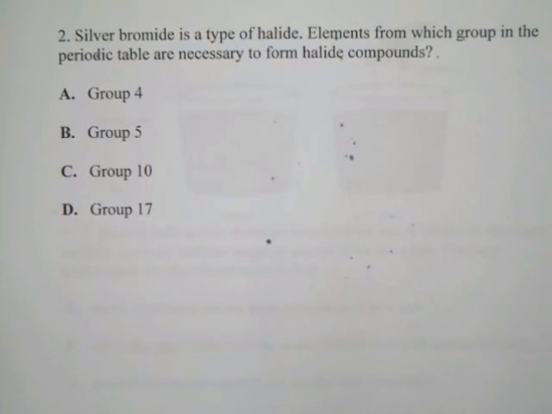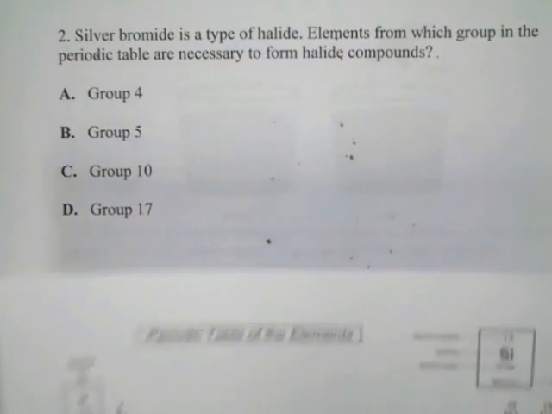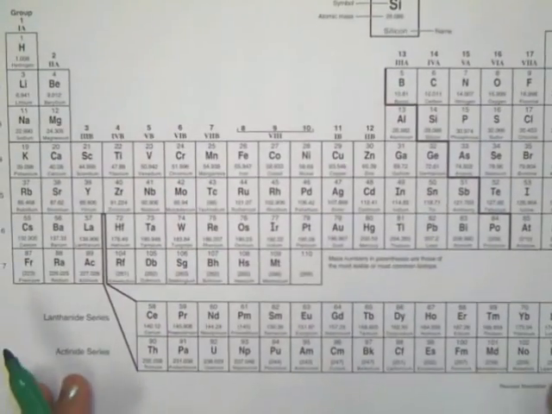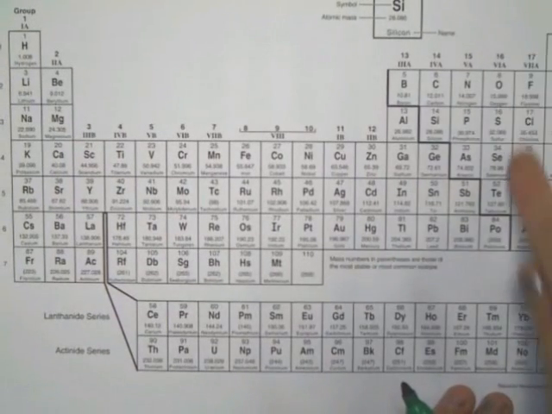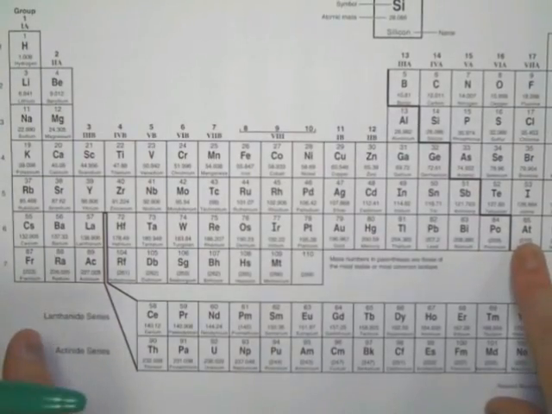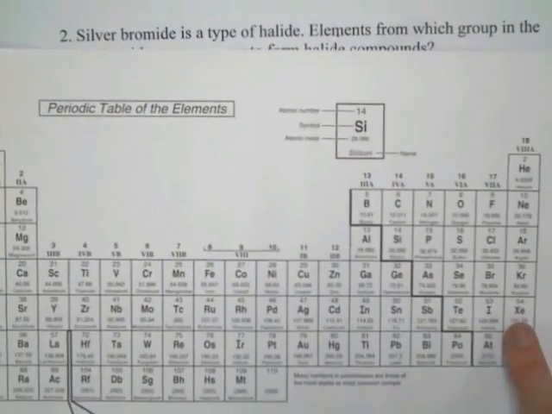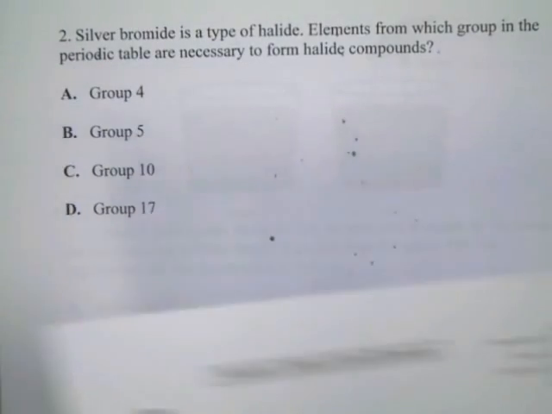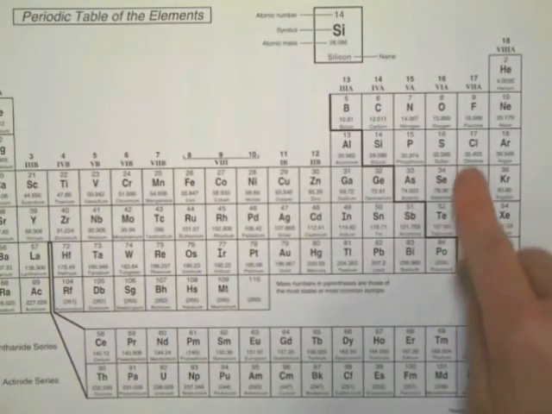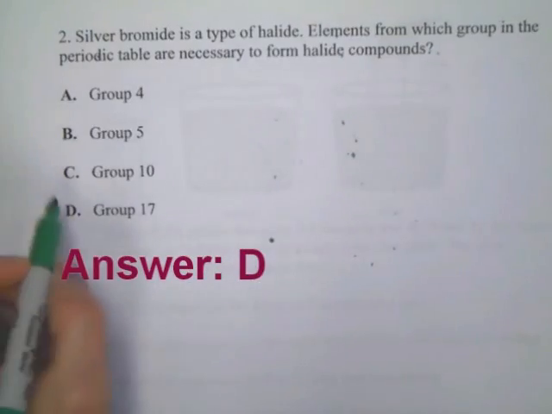Elements from which group in the periodic table are necessary to form halide compounds? When you look at the periodic table, because it does say silver bromide, halides comes from the word halogens, and you're supposed to know that the halogens would be column 17 over here. Now, if you look back at our previous problem, silver bromide, here's the bromine part. So, what we're looking for in this case is something that would have a halide compound. You're looking for something that would be in that particular column. And if we go back to our periodic table, you follow up, that says column 17, so the best answer would be group D.